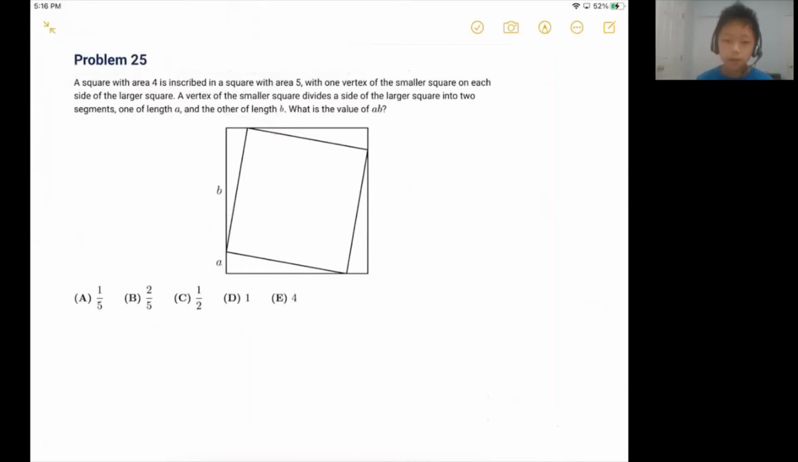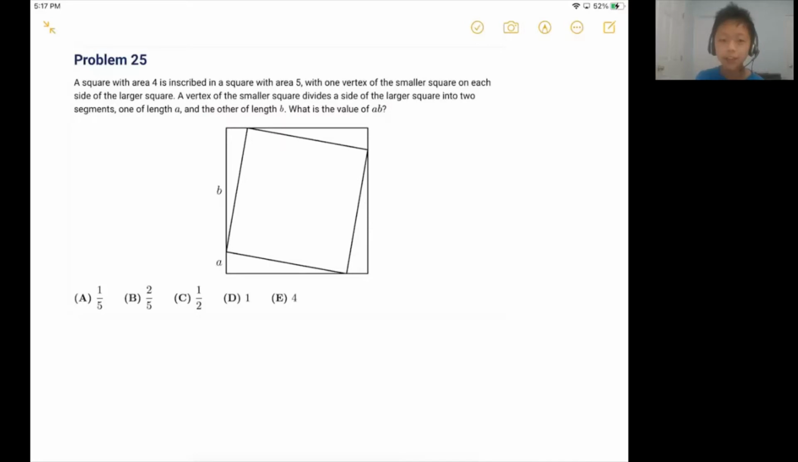So this is a pretty challenging problem, so let's take a look at it. In this question, we're given a square with area 4, and it's inscribed in a square of area 5. We're given one vertex of the smaller square on each side of the larger square. A vertex of the smaller square divides a side of the larger square into two segments, one of length A and the other of length B. We want to find the value of A times B.